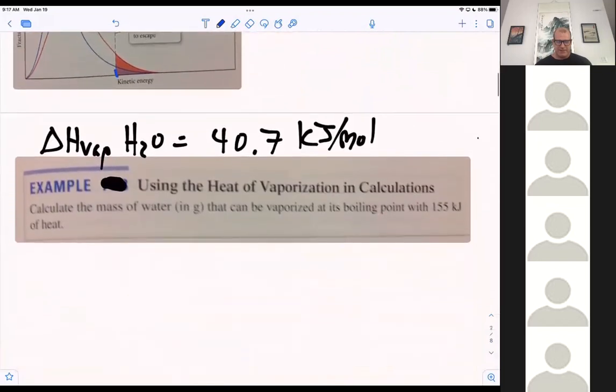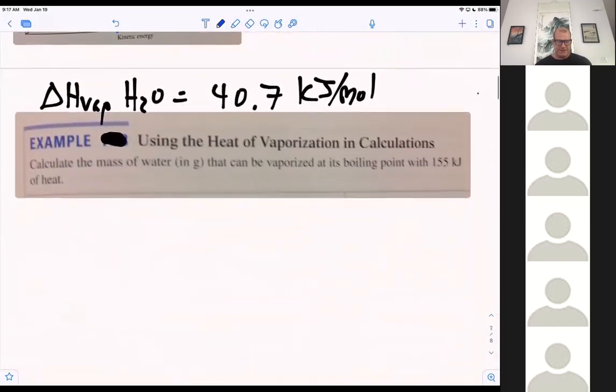All right, so let's use these in some calculations. And this might remind you of some concepts in 161, namely dimensional analysis. Calculate the mass of water in grams that can be vaporized with 155 kilojoules of heat. So to solve this problem, use dimensional analysis.